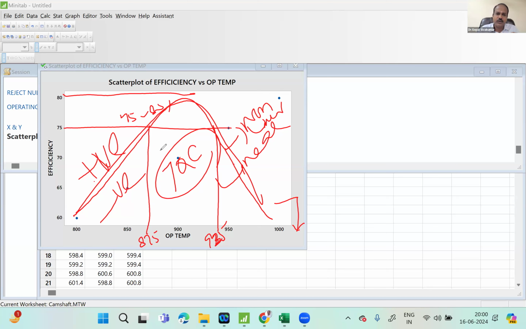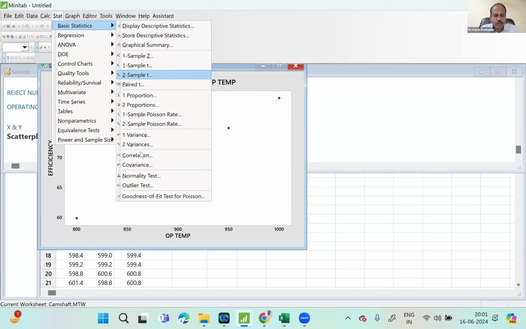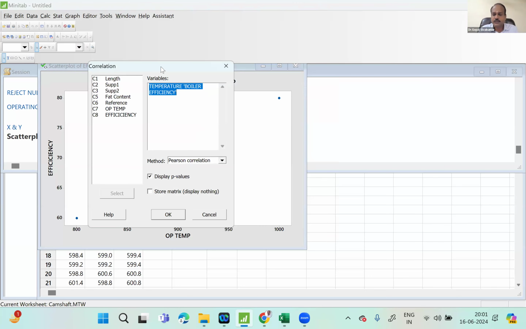So let me also show how the correlation analysis can help you in this scenario. Okay. So now I want you to go to Stat, go to Basic Stat, come to Correlation. Look here at the description: measure the strength and direction of the linear relationship between two variables. The variable should necessarily be a continuous variable. Temperature is measurable, efficiency is also measurable. So now I have to choose the variables, temperature and efficiency. I choose both, and then I give OK.